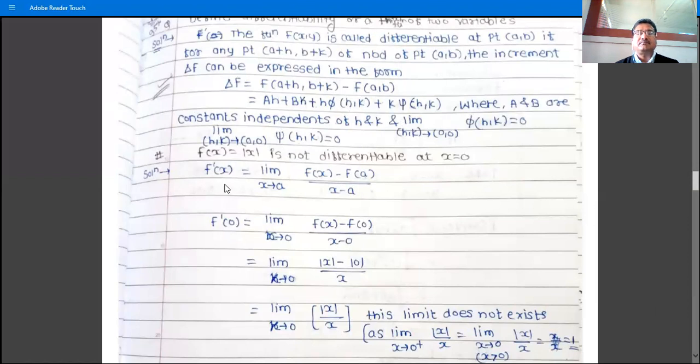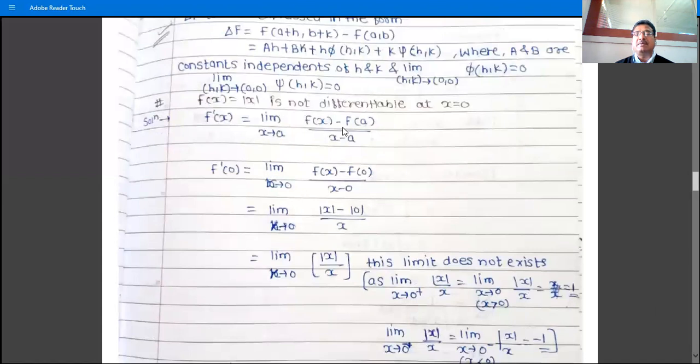So actually, this |x| is not differentiable at (0,0). Actually, this is a one variable function. This is a problem of F.Y.B.Sc. So f'(x) is what? Limit x tends to a, (f(x) minus f(a)) divided by (x minus a). And this limit is what? |x| by x.